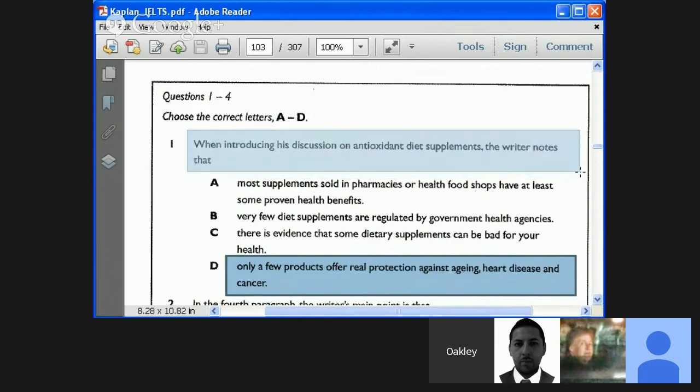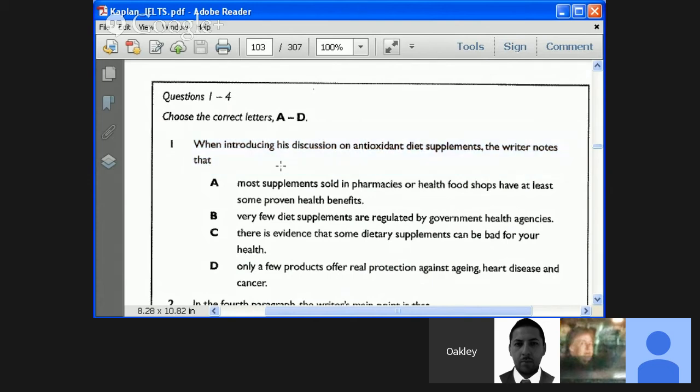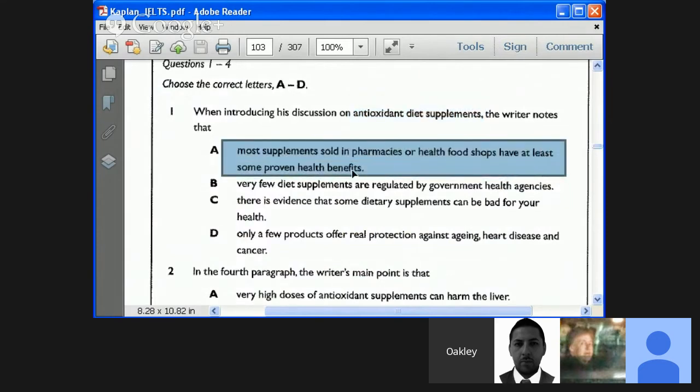Okay, let's take a look here. All right, when introducing his discussion on antioxidant diet supplements, the writer notes that, well, first of all, I have a hint: introducing his discussion. It's going to be somewhere near before he talks about antioxidant diet supplements, or it should be, hopefully. So that's a clue. All right. Okay, the writer notes that most supplements sold in pharmacies or health food shops have at least some proven health benefits.